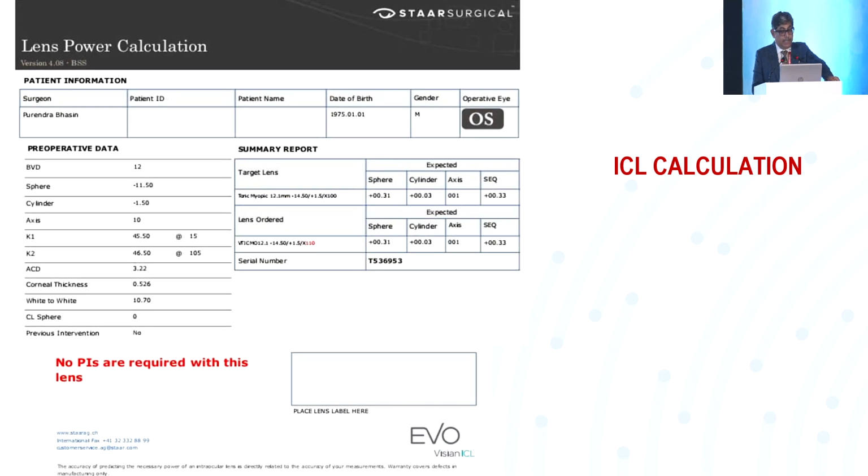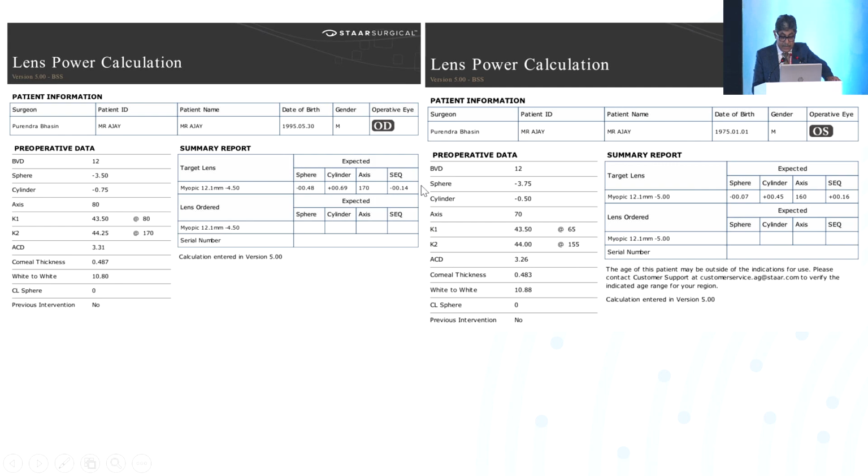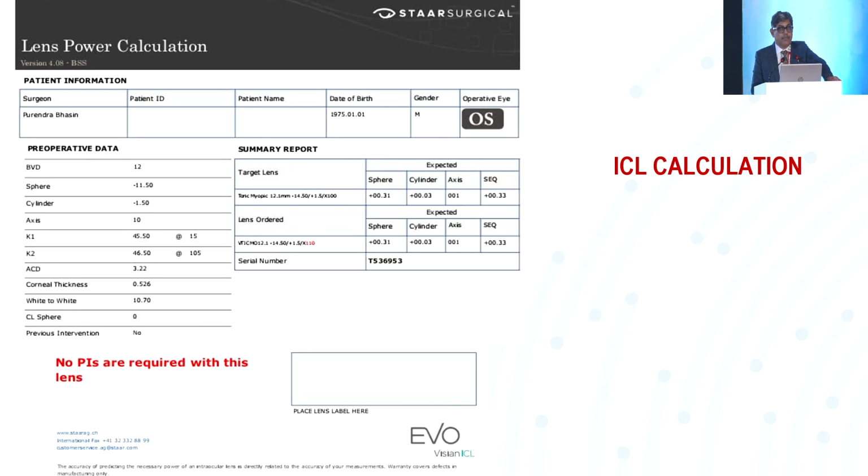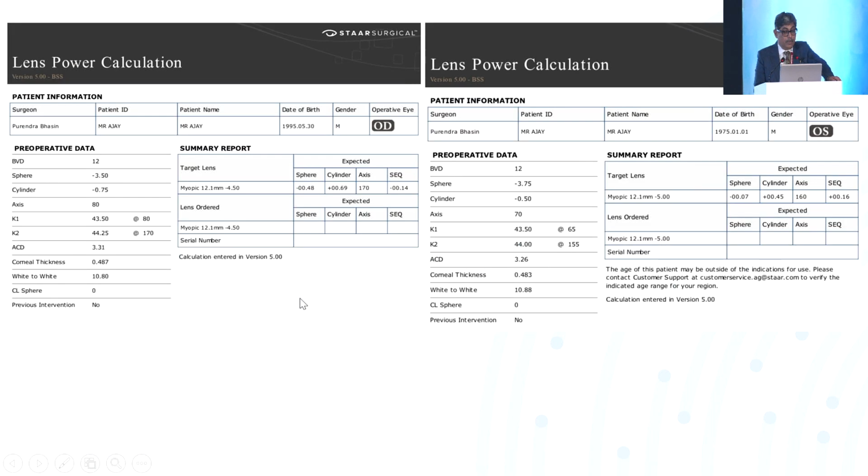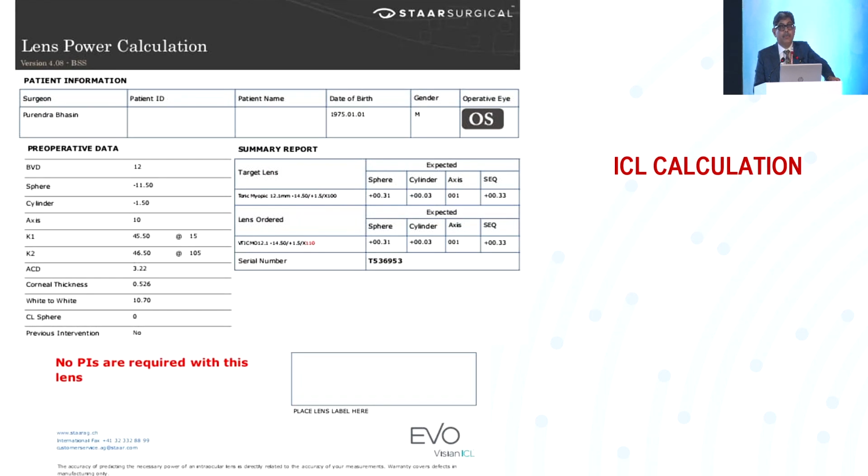Now, this kind of a sheet comes to us when we send the data to the company. In the data, what we have to send them is the preoperative refraction, with the cylinder and its axis, keratometry, anterior chamber depth, which is internal, corneal thickness, and white to white measurement. These are the prerequisites which have to be sent to the company, and then they send us their data: the type of lens which we are going to implant, and the residual refractive error.